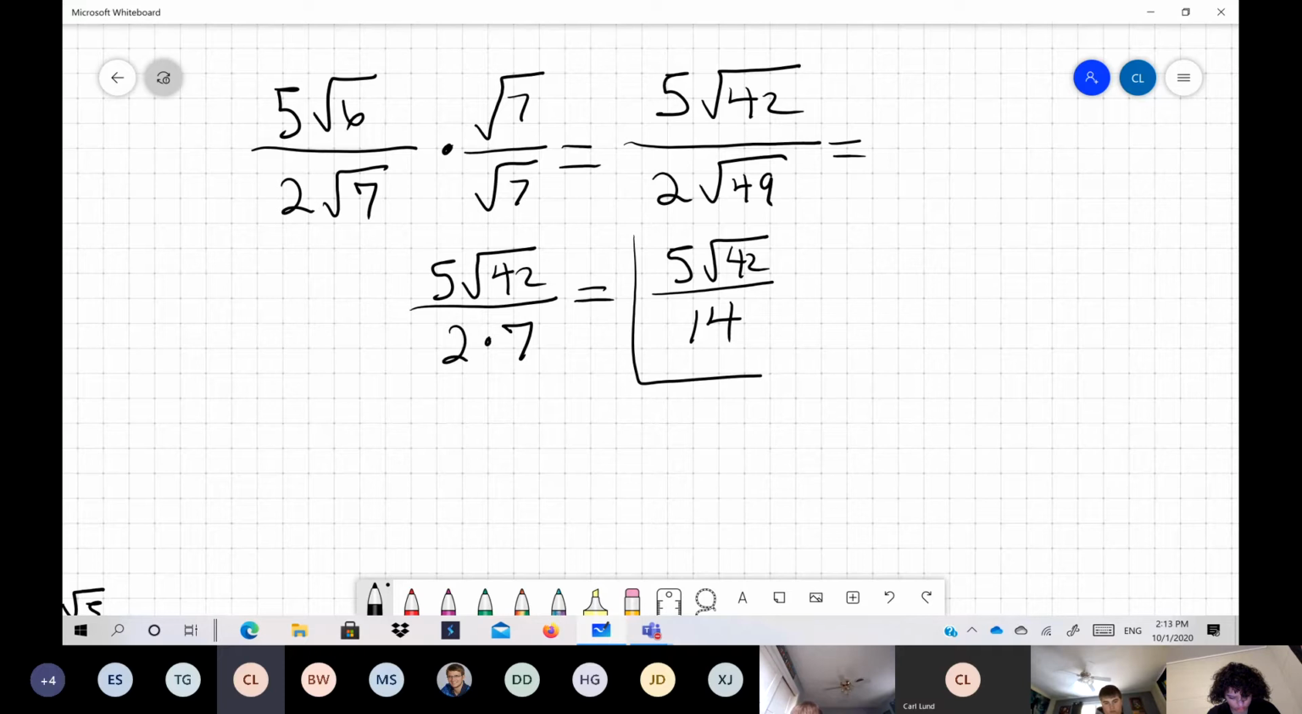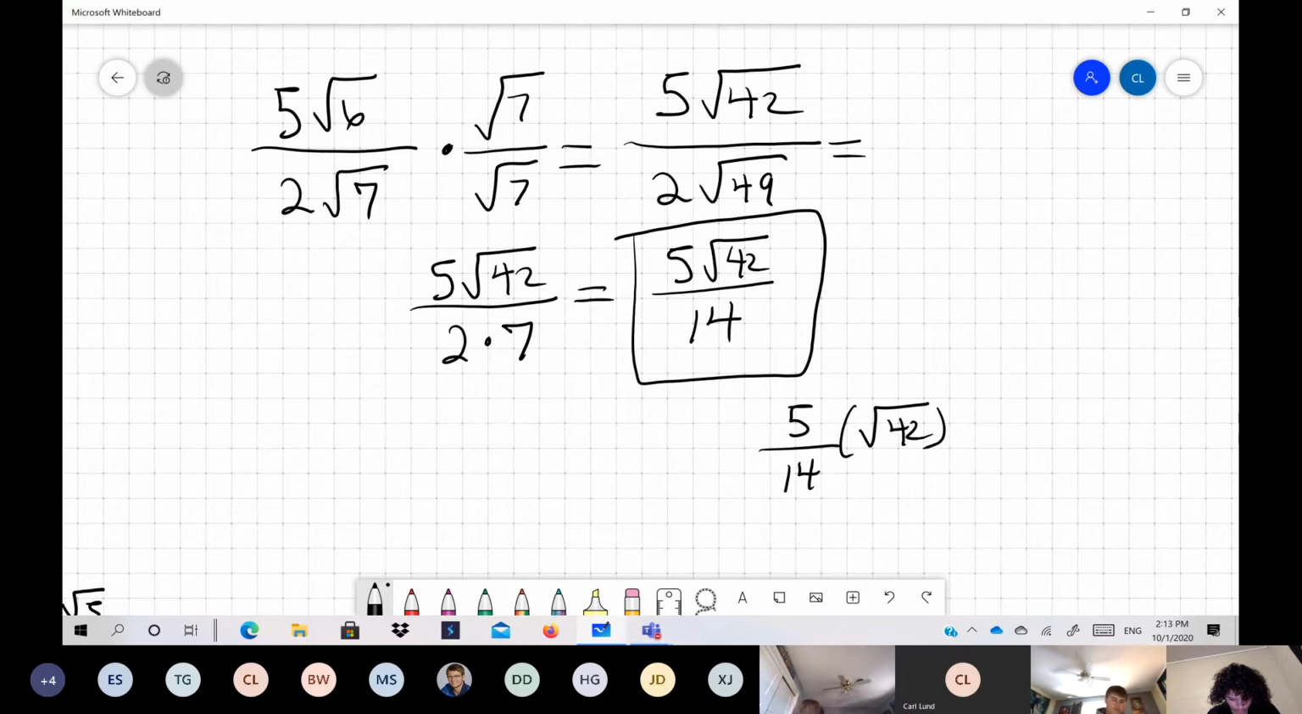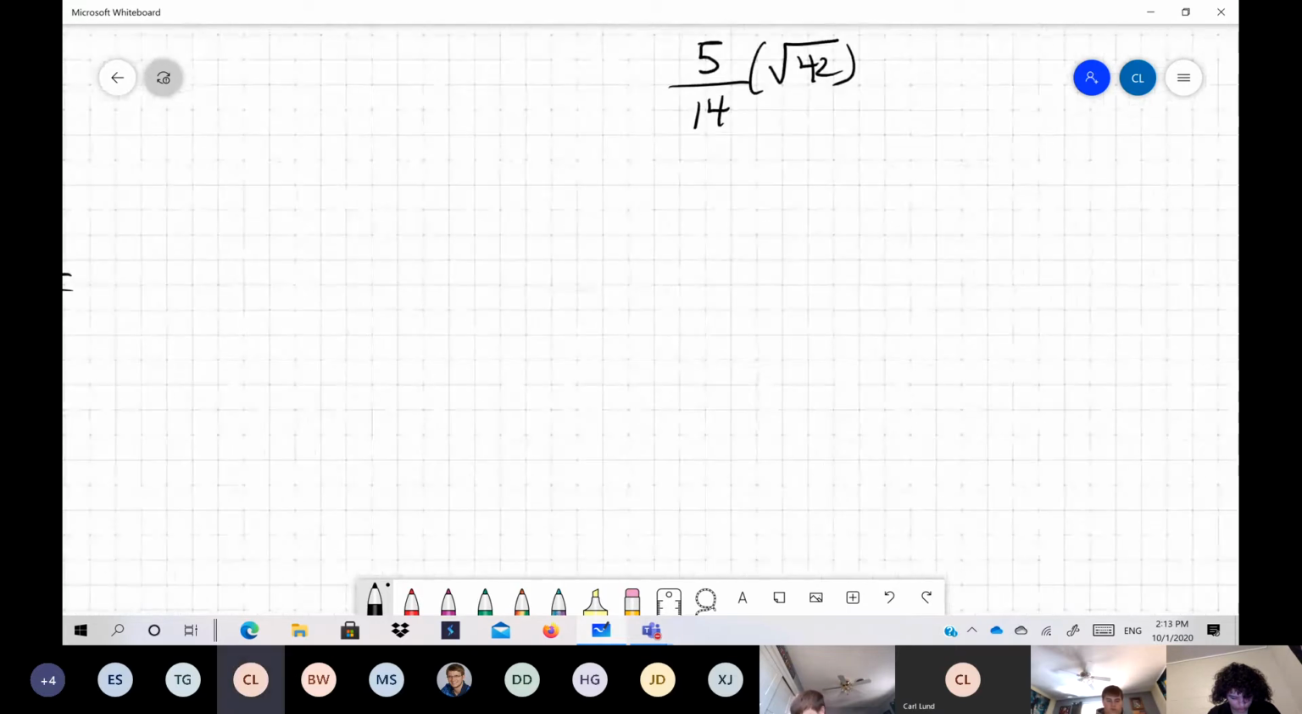This is usually the way you would write this. Sometimes you might see something like this written like 5/14 times the square root of 42. That's also acceptable. I would consider either of those correct. Yeah, either way. And then we'll do the last one. We'll do a fraction.